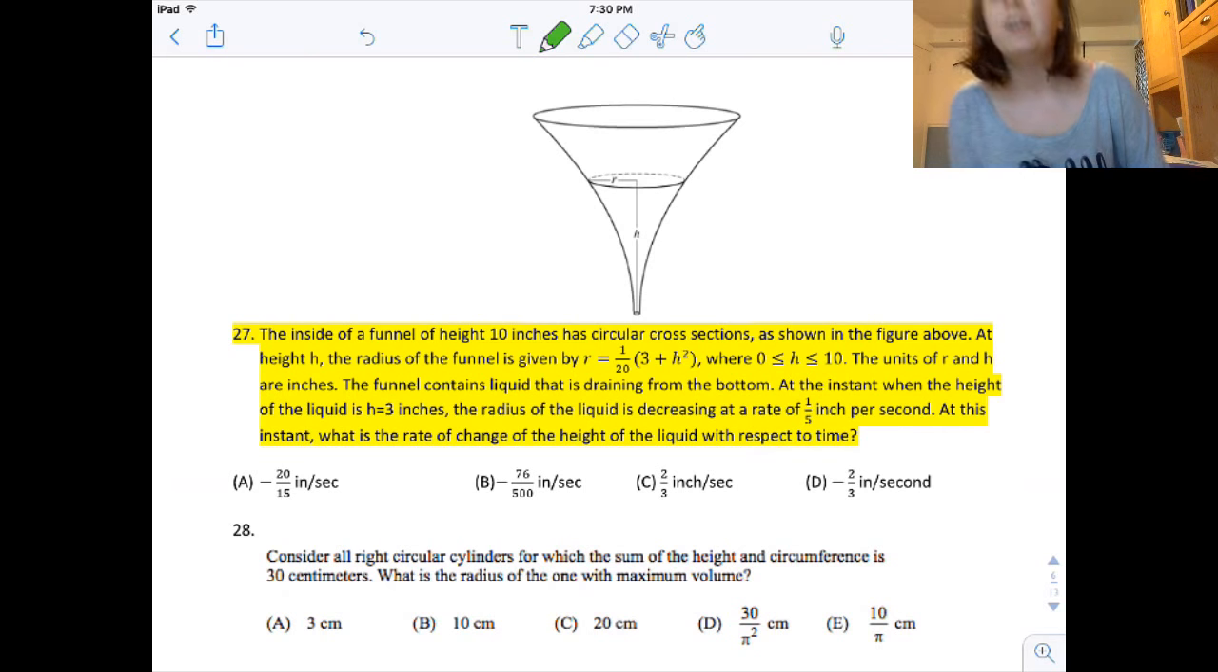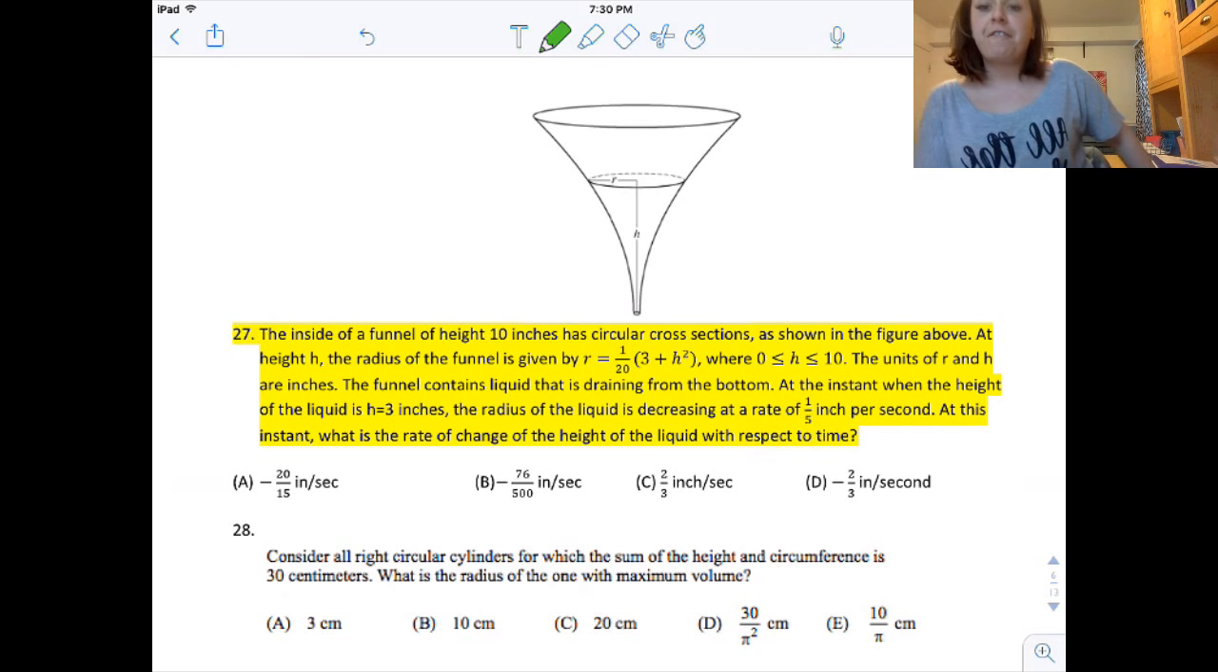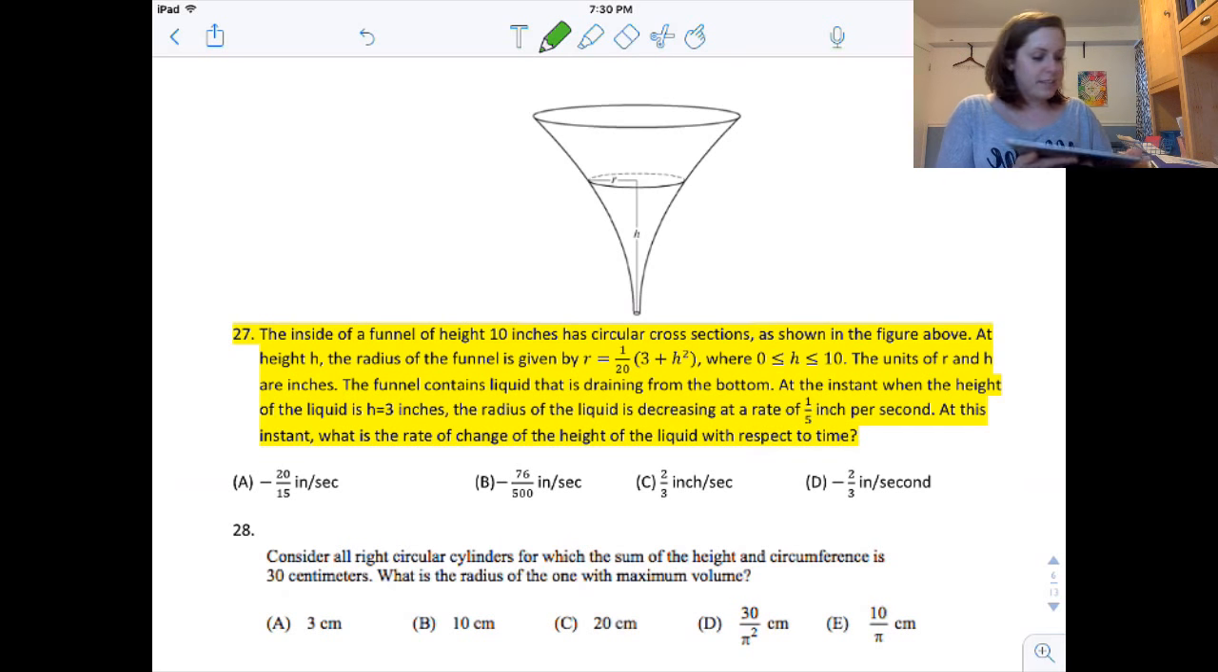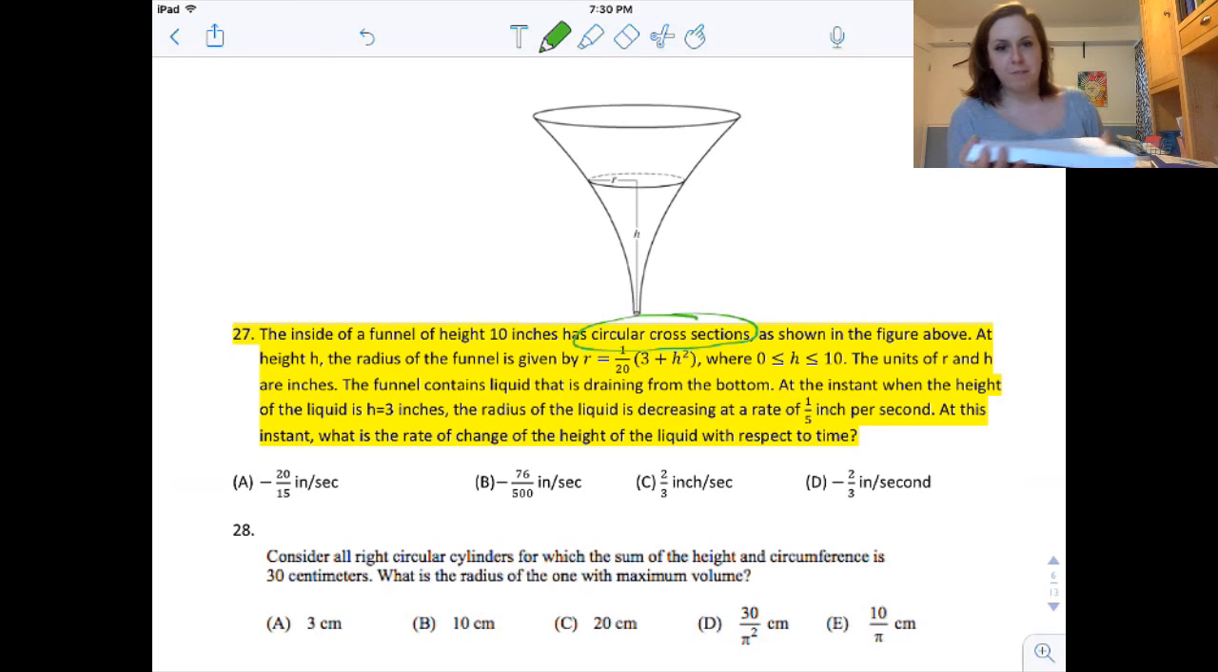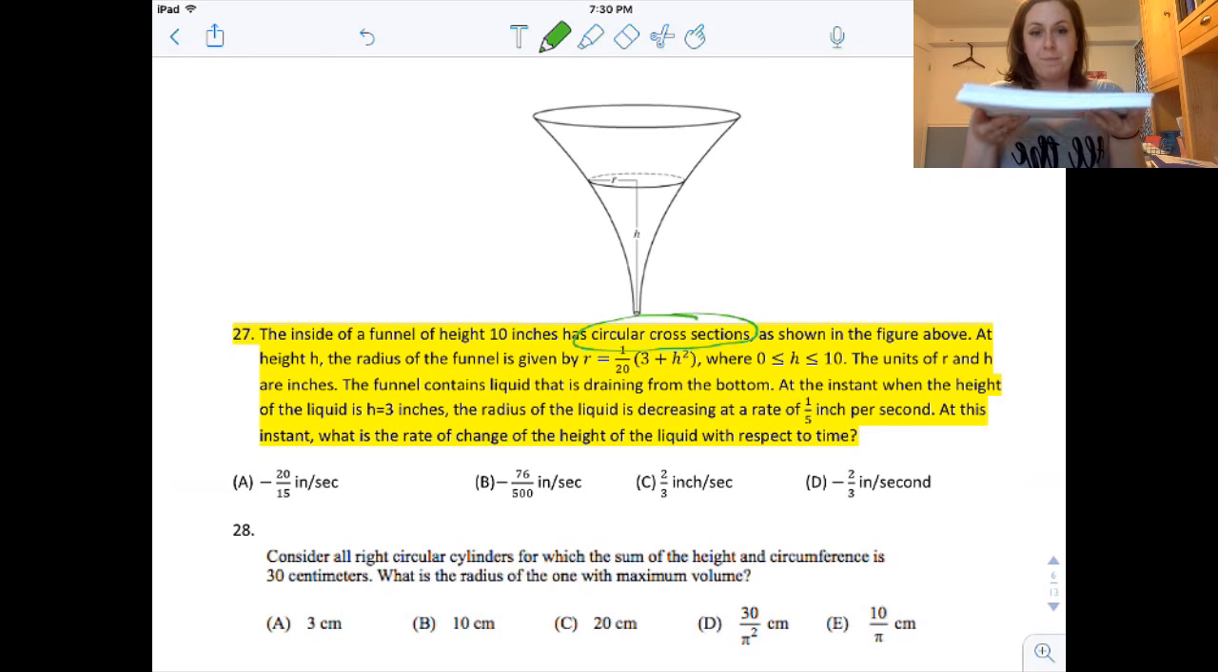Inside of a cone, or of a funnel of height 10, has circular cross sections. Anytime you see cross sections, I want you to think that this might be volume, and that all volume is the accumulation of cross sections. I know I've done this a million times, but I'm going to get out my phone. This is just printer paper. I'm saying that's the area of one of these. But if I stack up all the areas and accumulate them, that would give me the volume. So that's what I want you to think about when you see cross sections.